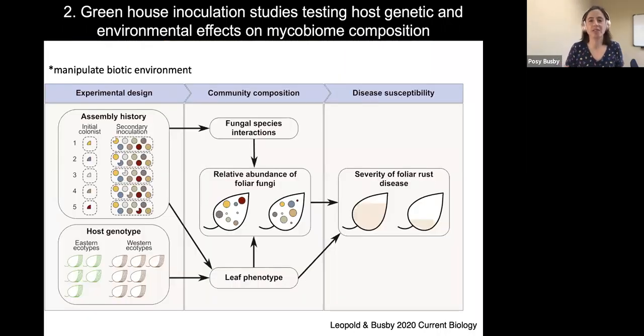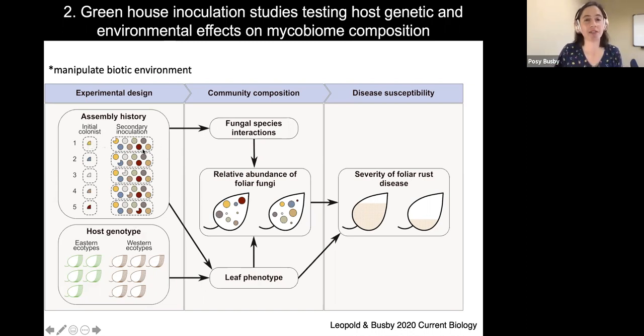So here is a little bit of a schematic to help you get a sense of the design of this experiment in the greenhouse. In this experiment, host genotype was controlled. We used replicates of both Eastern and Western ecotypes. And then, as I mentioned, we also controlled the endophyte community by using a synthetic community of 8 members. In this 8-member community, we have different assembly histories, with 1 of 5 different members of the community arriving first. Then for each of these histories, 2 weeks after the initial colonist arrives, the rest of the community arrives.